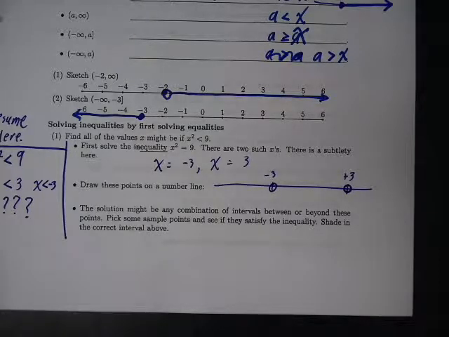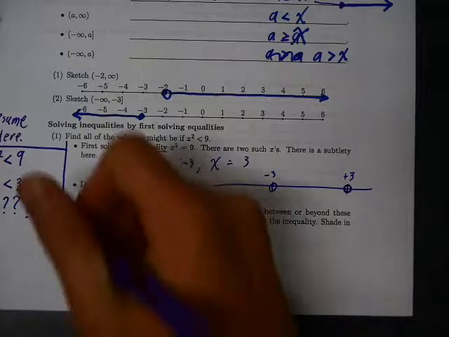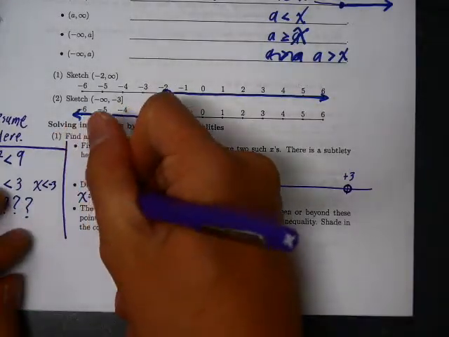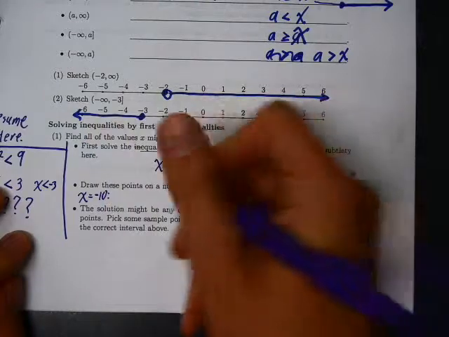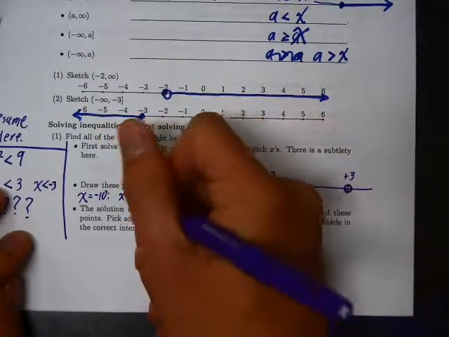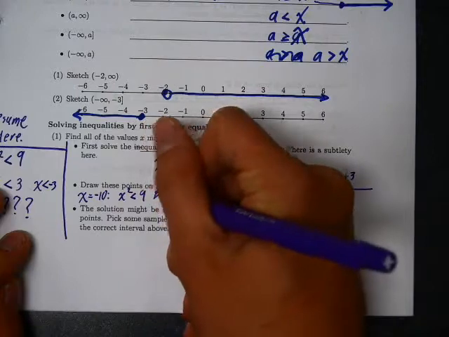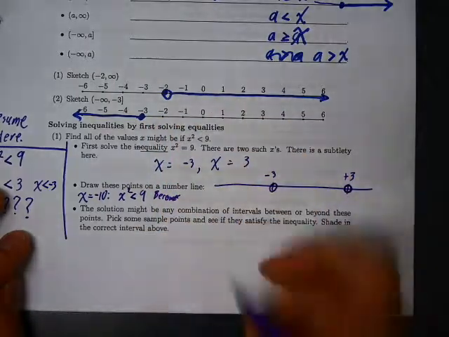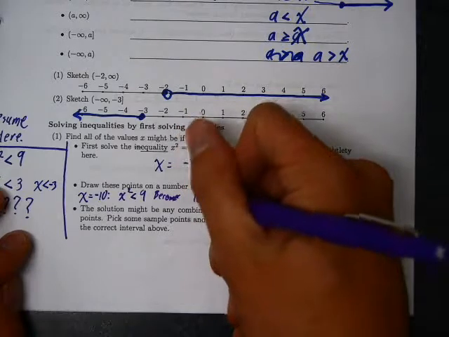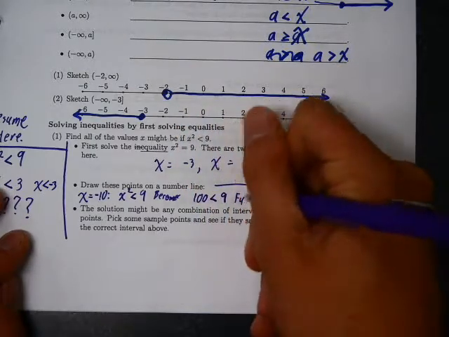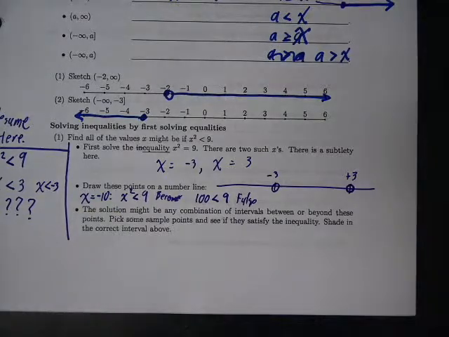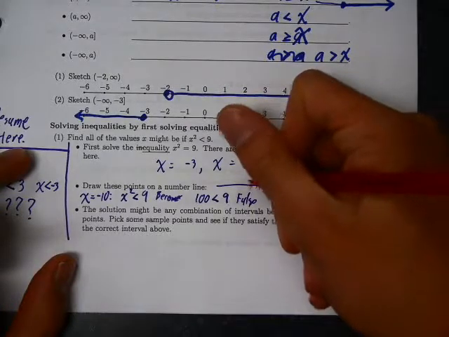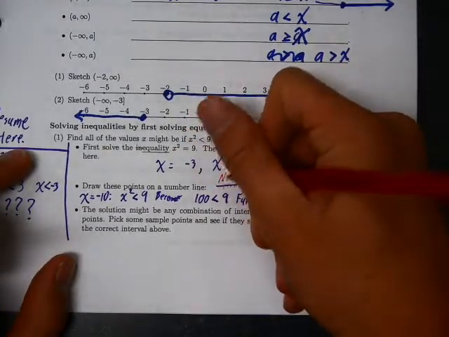And now we'll just play the between and beyond game. So maybe I'll pick a number that's less than -3. If you do that, then x squared is less than 9 becomes, oh, this is supposed to be down here where I have space, 100 is less than 9, which is false. So since -10 is some number less than -3, that tells me all of these points to the left of -3 are not in the solution set.